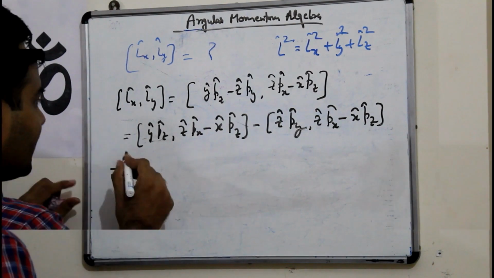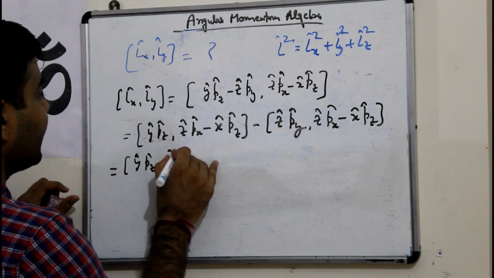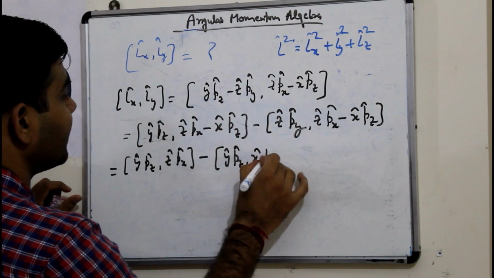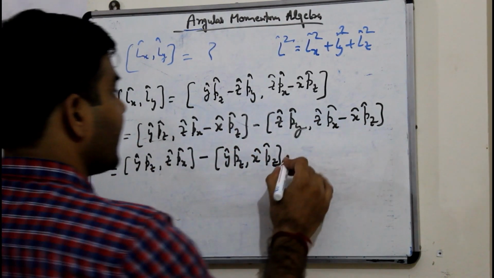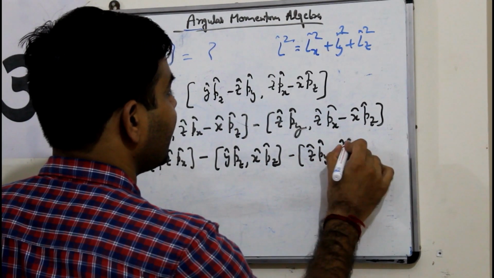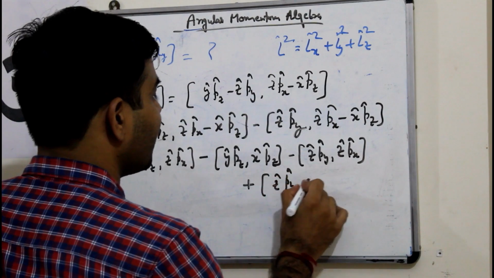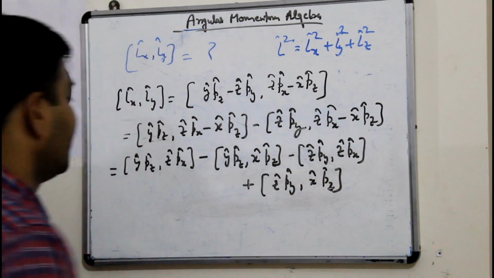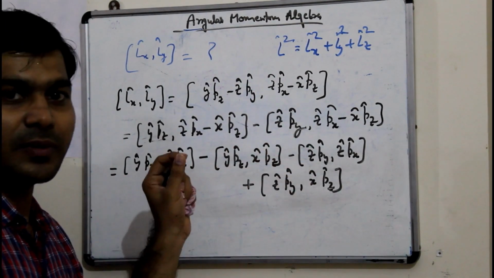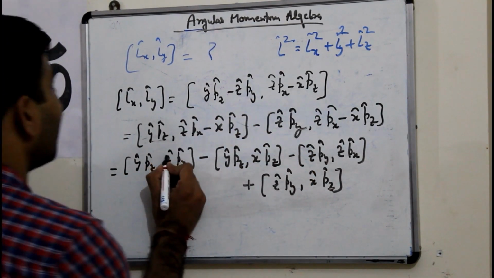Okay, which is equal to, now further we can apply the same rule: [y hat, pz hat], z hat px hat minus [y hat, pz hat], x hat pz hat minus [z hat, py hat], z hat px hat plus, this minus minus makes plus, [z hat, py hat], x hat pz hat. Now we'll apply the second rule of commutator, [a hat, b hat c hat] is equal to [a hat, b hat] c hat plus b hat [a hat, c hat]. So that rule we will apply here.